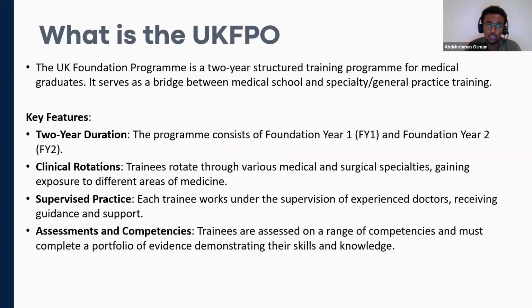So what is the UK FPO? The UK FPO is a 2-year structured training program for medics in the UK. And it's mainly meant to bridge between medical school and when you decide whatever specialty you're going to go to. So it consists of F1 and F2. And during that, each year you'll have about 3 rotations, each one 4 months long. That's the standard. Most places it's like that. I've heard of a few places where it's slightly different, but that's usually the way it is.